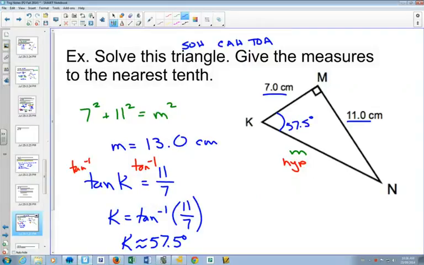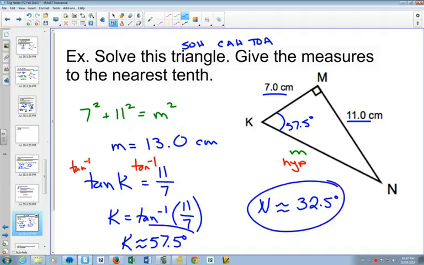And so now to find our final answer, angle N, again, I would just look at what would it take for all of them to add up to 180 degrees. I need 57.5 plus this to add up to 90, so that's going to be 32.5 degrees.